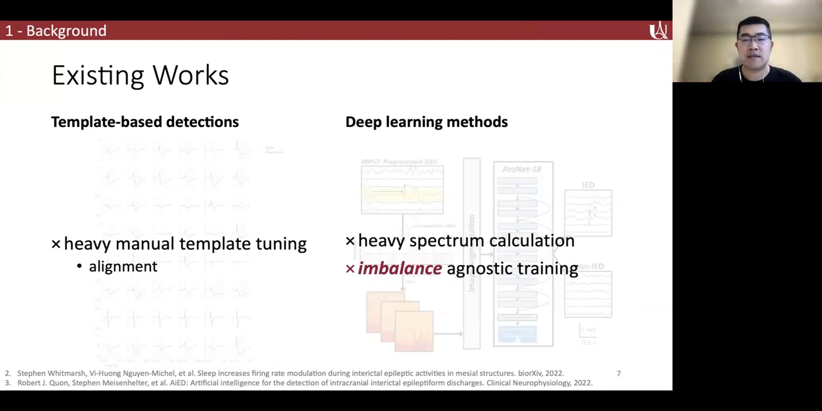For the deep learning-based methods developed for the neuroscience community, they are mostly based on the spectrogram. First, the calculation of the spectrogram is very heavy. Second, as we will show later, the training and inference of the method ignore the imbalanced nature of the IED patterns.